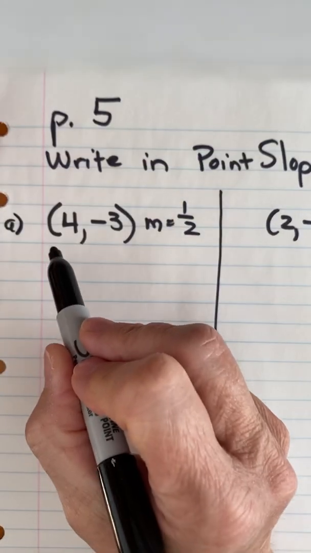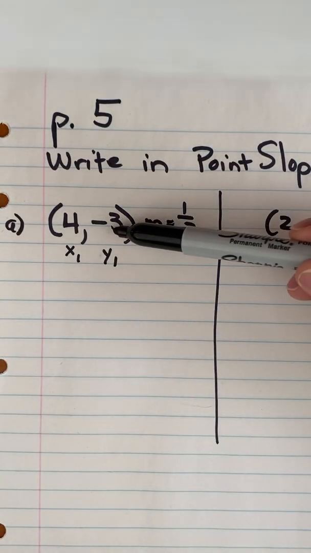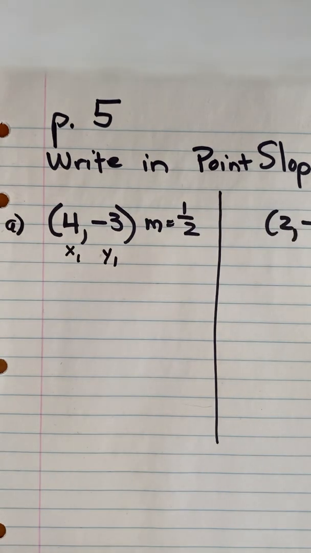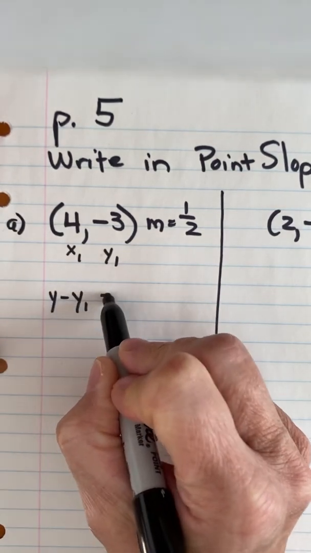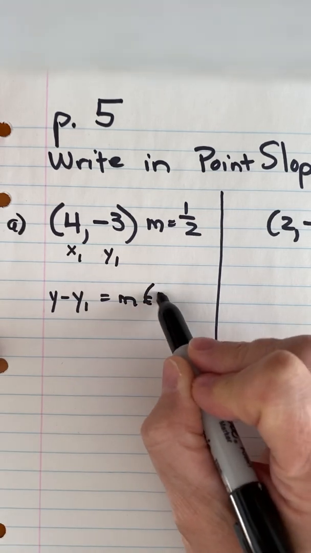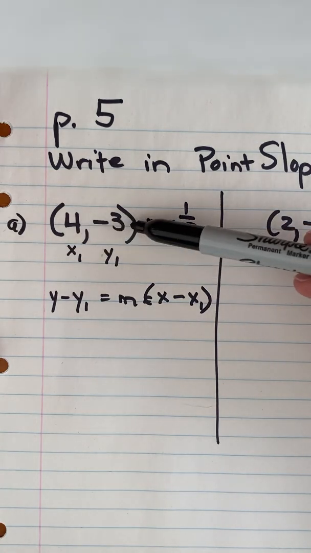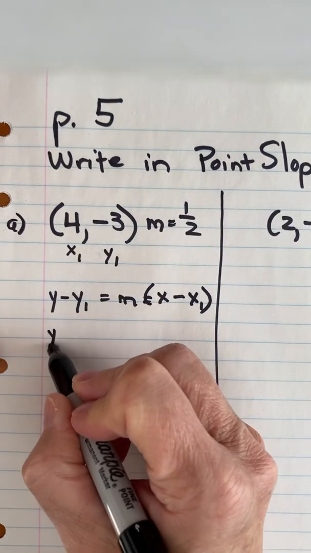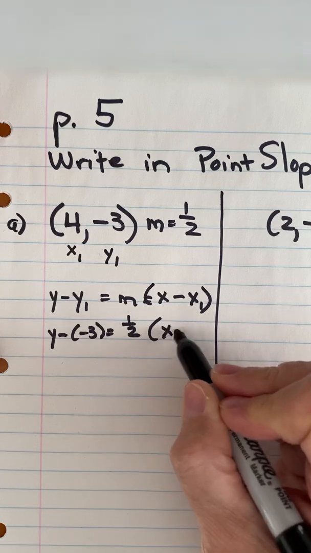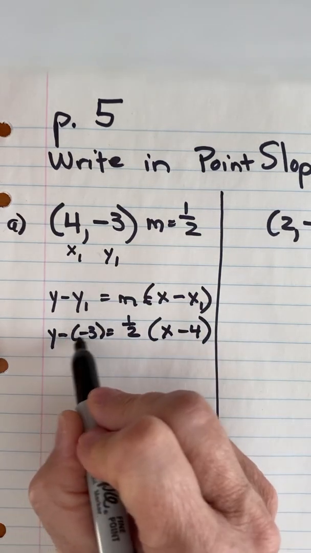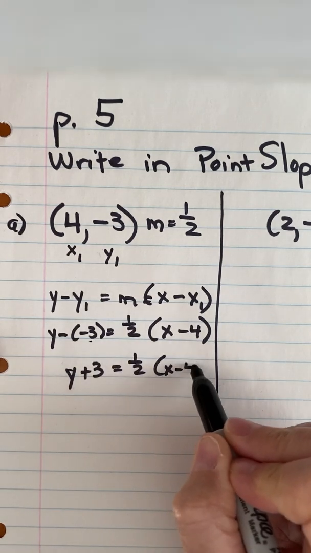the first thing we do is we label our points x sub 1, y sub 1. So they give us a point and a slope, and they ask us to put it into point-slope form. So first I write point-slope form, y minus y sub 1 equals m times x minus x sub 1. Now I substitute x sub 1 and y sub 1 and the slope. So y minus negative 3 equals 1/2 times x minus 4. And now I just have to change minus negative 3 to y plus 3 equals 1/2 times x minus 4.